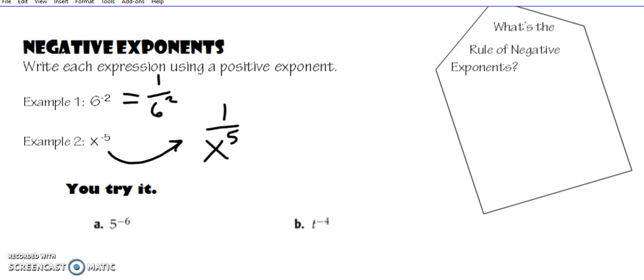Okay, now you try with the bottom two. Go ahead and pause and write them down, and then check your answer. Okay, so we'll put 5 to the 6th power under 1. That's all that negative exponent equals. Now we've got t to the negative 4th power, so that will go in the denominator of a fraction as 1 over t to the 4th power.